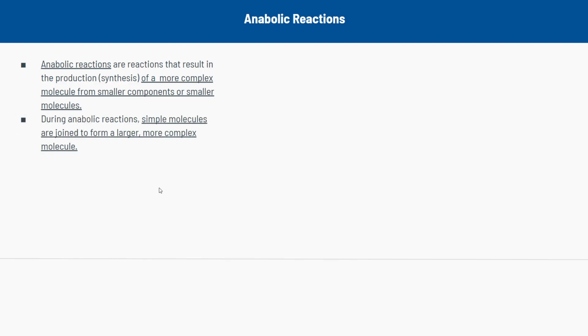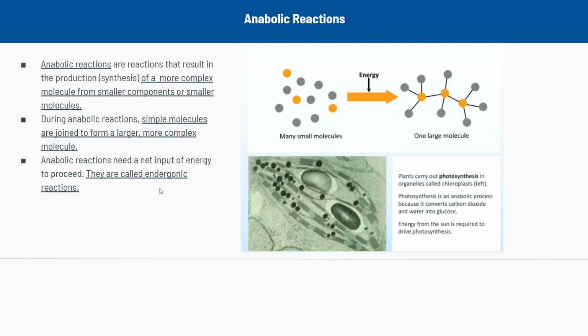During anabolic reactions, simple molecules are joined to form a larger, more complex molecule. Anabolic reactions need a net input of energy to proceed. They are called endergonic reactions. So this is an example of an anabolic reaction. The example I gave you before, photosynthesis, where we're using those smaller molecules with the help of energy, in this case photons, which is a light source, yields a larger molecule, which is glucose.